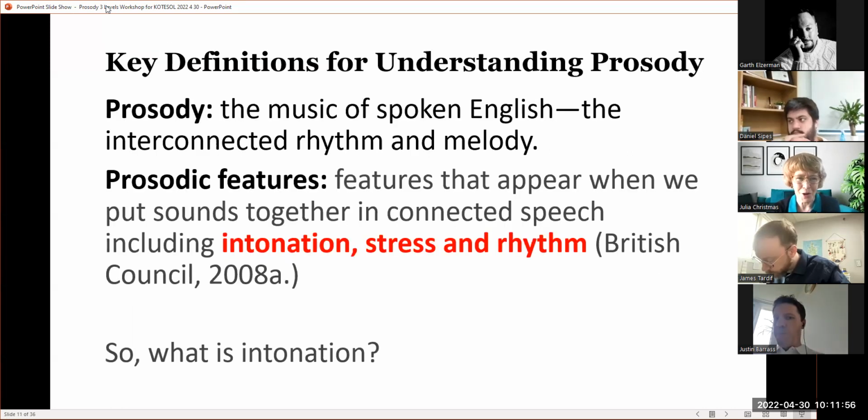methodically. So prosody. Prosody is the music of spoken English, the interconnected rhythm and melody. Prosodic features, and I'll use this word constantly. The features are intonation, stress, and rhythm, and all the things that go with them. And they're the features that appear when we put sounds together in connected speech. And that's the key, is connected speech. When we connect and we try to make meaning, we use intonation, stress, and rhythm.